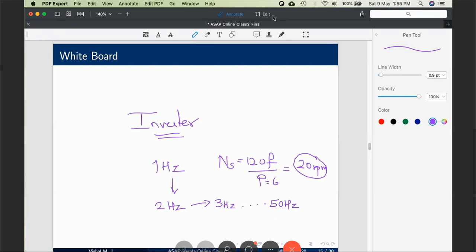Could you kindly explain as to why a synchronous motor is more efficient than an IM? Okay.